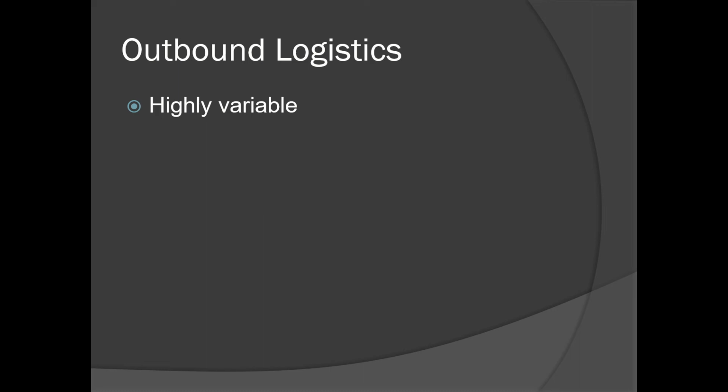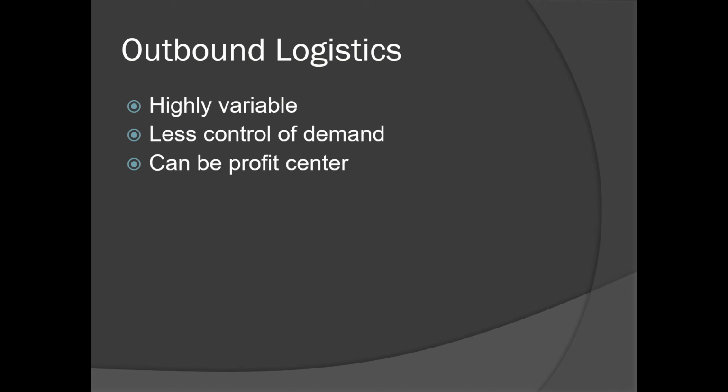So it is highly variable. Customer demand is always going to be variable, and there are things that you do to drive up the variability as well. You also have very little control of where that demand is going to be. One thing that's interesting is that you can actually make some money on your outbound logistics. We had customers that would charge like a 15% surcharge on every order for delivery. Our goal obviously was to stay well under that, and then that was a profit center for the business.